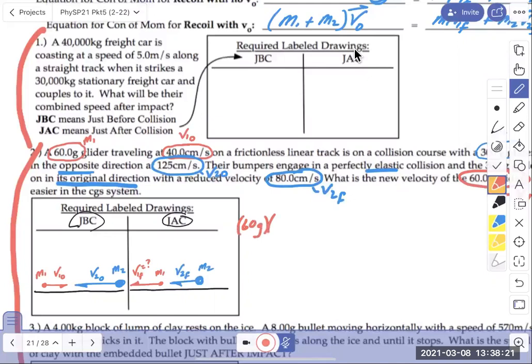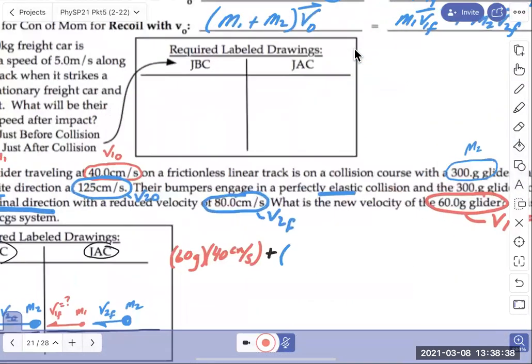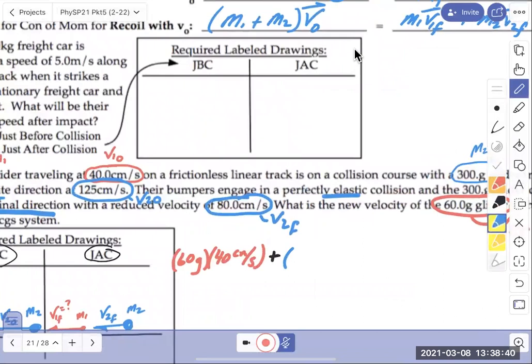60 grams, 40 centimeters per second. The first time you write the equation out, you need to have the units. Plus that guy is 300 grams. Blue Boy, 125 centimeters per second. Shouldn't its velocity be negative? You were waiting to pounce, man. I was planning to get to the whole thing first.